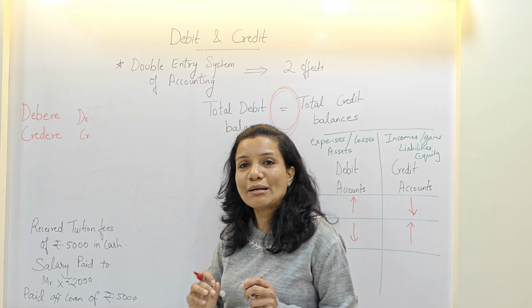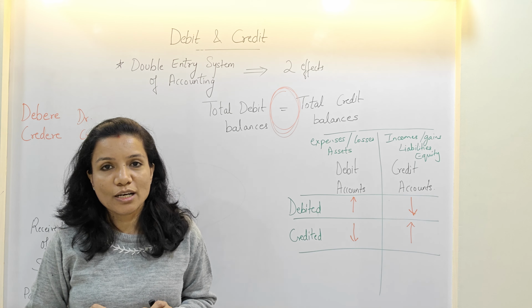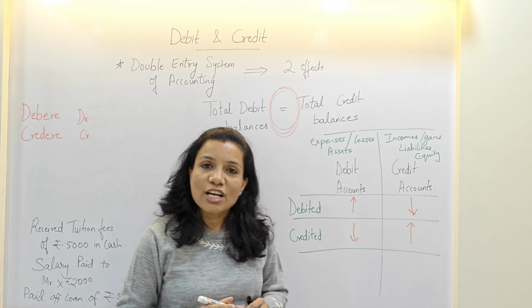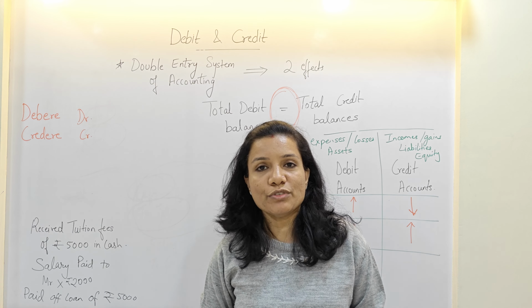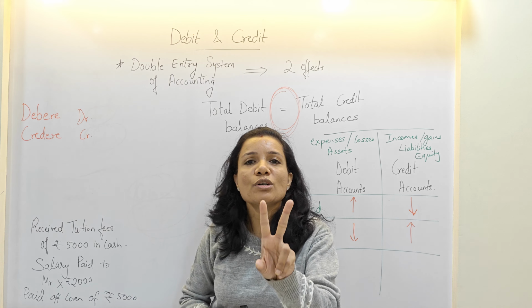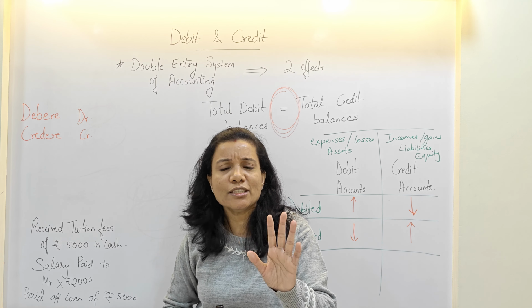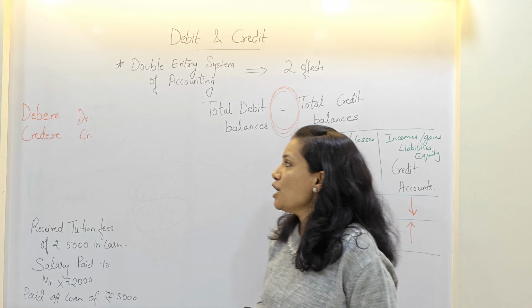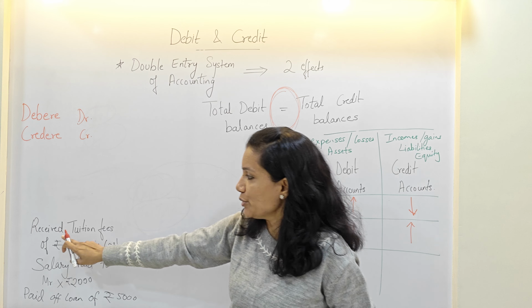Now, we follow the double entry system of accounting, which means every transaction that we record in the books of accounts will affect minimum two accounts. At least two accounts would be affected, either debited or credited or both. So let's understand with the help of examples.